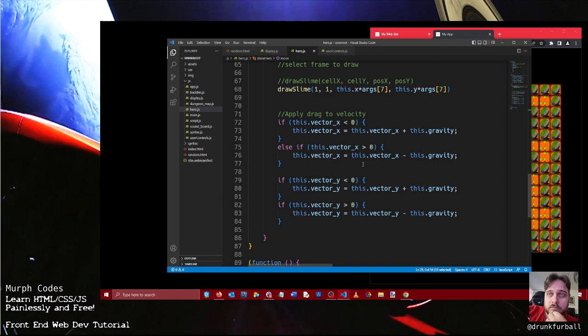How do we apply gravity to something that can be both positive or negative? By narrowing it down to 0. So what we're doing is we're checking, is it less than 0? Add gravity. That'll make the negative number smaller. If it's greater than 0, subtract gravity. That will make the number smaller. And we do that for both x and y. And that's how we're applying our drag. We're just using it to bring the number closer to 0. That's all we're doing.